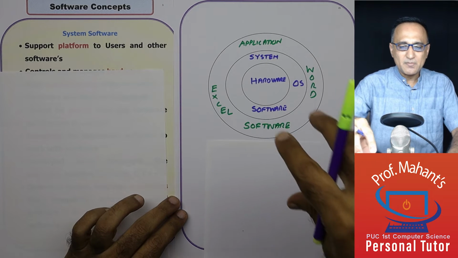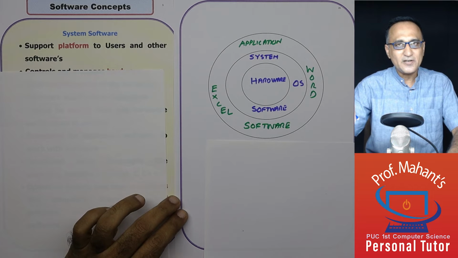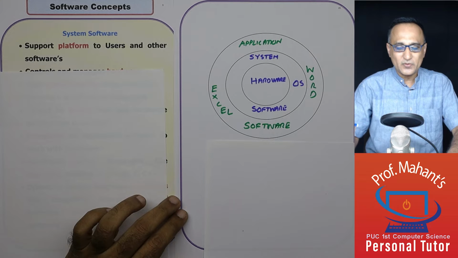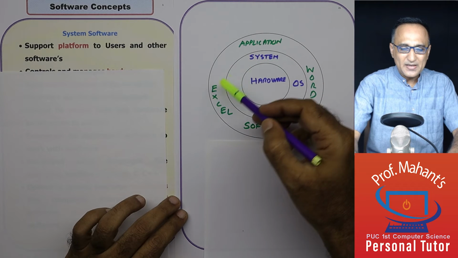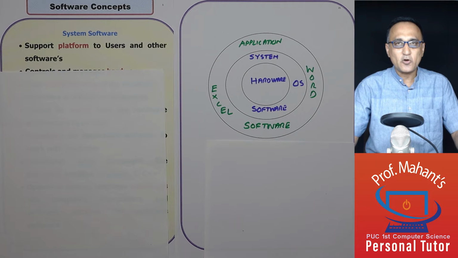The best way to remember application, system, and hardware is: for hardware, think of the physical electronic devices like the keyboard, mouse, printer, and so on. For system software, think of operating system, compilers, interpreters, antivirus software, and so on. For application software, you can think of Word, where you're typing your document, Excel, and so on.